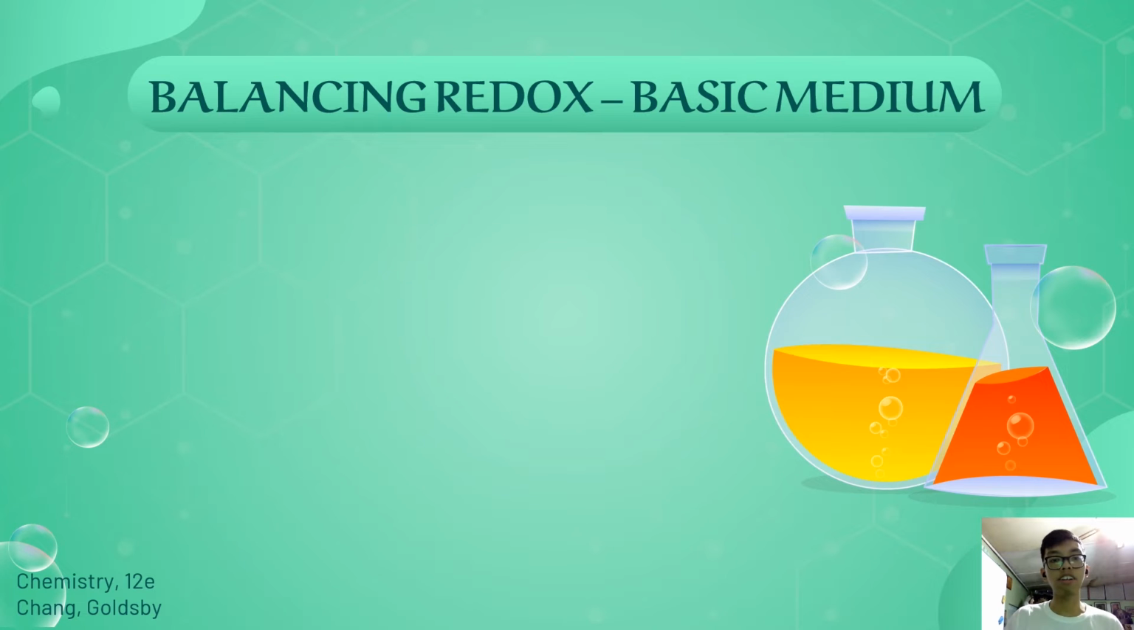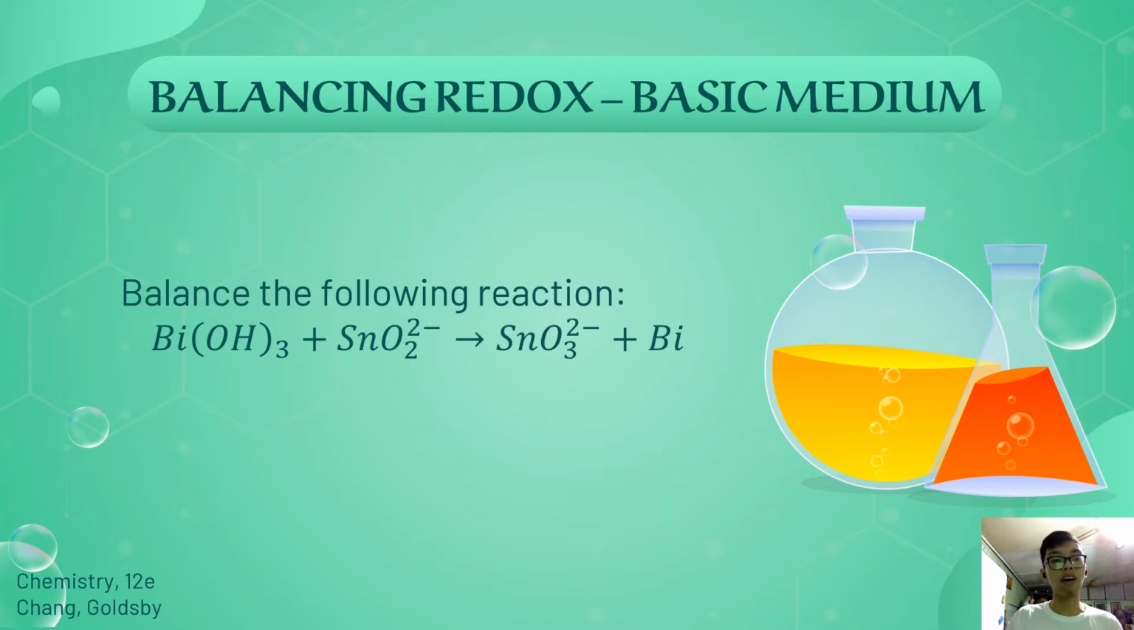Next on our list of reactions is balancing a redox reaction in a basic medium. This problem was lifted from Chemistry 12th edition by Chang and Goldsby. Balance the following reaction. Bi(OH)3 plus SnO2 2 minus goes to form SnO3 2 minus plus Bi. Again, the way that we will be tackling this is we will separate them into the two half reactions, oxidation and reduction.